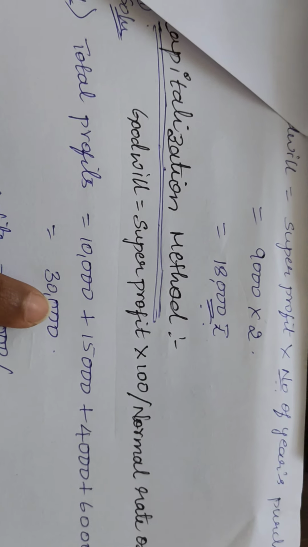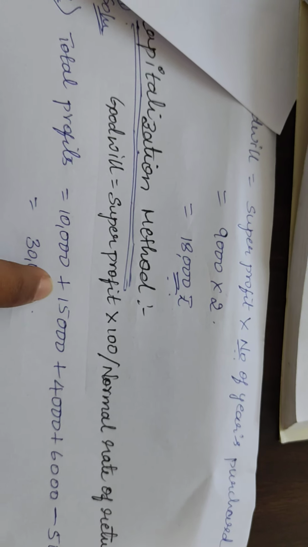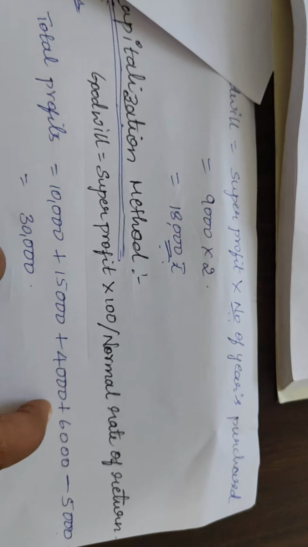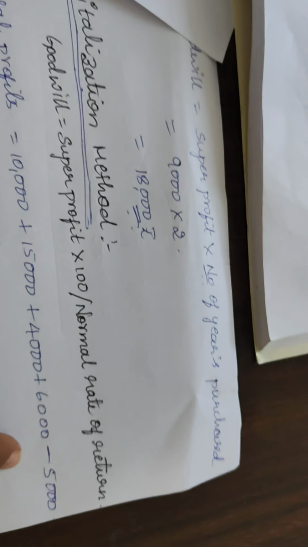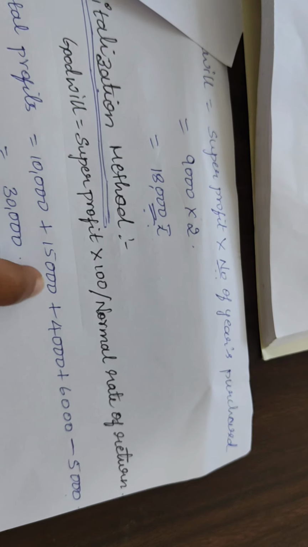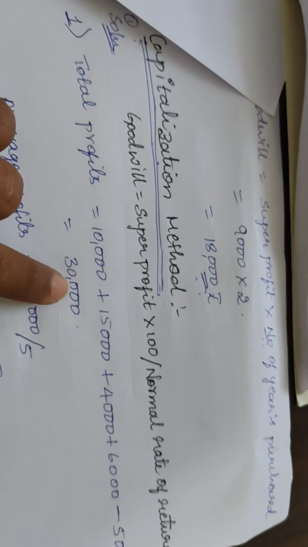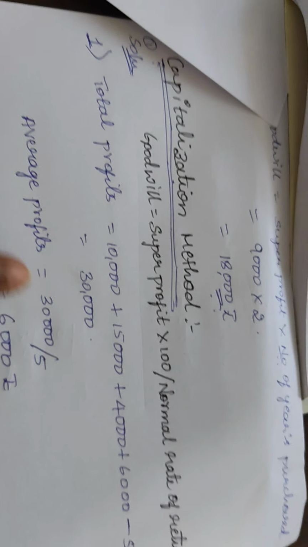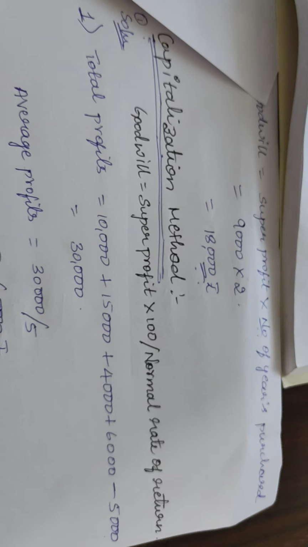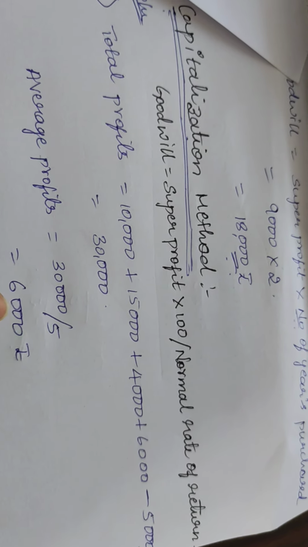They have given us the profits for the 5 years. So 10,000 plus 15,000 plus 4,000 plus 6,000, and in 2015 they have a loss. So all the profits we have added and the loss we have deducted. So 30,000 is our total profit. So average profit is equal to 30,000 divided by the number of years, that is 5 years. 30,000 divided by 5 is equal to 6,000.